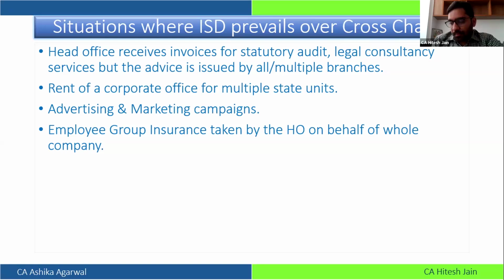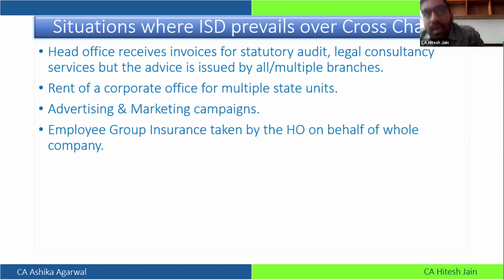The third expense which may fall under ISD is advertising and marketing campaigns. If the head office is making advertisements or conducting marketing campaigns throughout the country at different locations, but the invoice is being received by the head office, and the ultimate benefit of such services is allocated to each branch of the company, then in such cases ISD facilitation can be used to distribute the credit to the extent such services have been utilized. Another important example is employee group insurance taken by the HO. Now, many of you may ask, why will we take the ITC on such expenses?